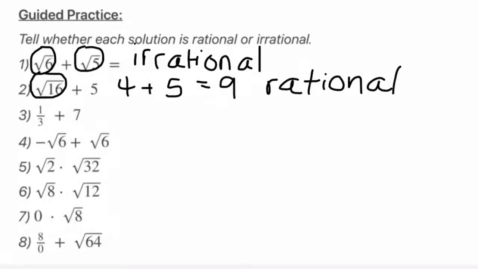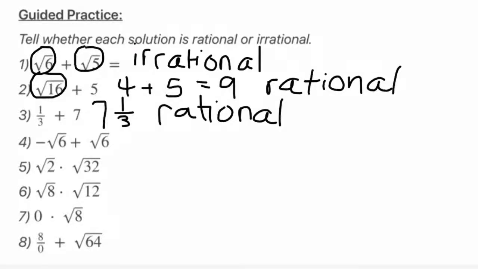All right, pause the video and try number 3. Number 3 is also pretty easy. You have a third, which is a fraction, so it's rational, and a whole number 7, which is also rational. So you have another rational plus rational, just like number 2. So we know that when you add two rationals, it's always going to be rational. So you have 7 and 1/3, which is a rational number. Again, you don't have to give me the answer. You just have to classify the answer, but sometimes it helps to go ahead and work it out.